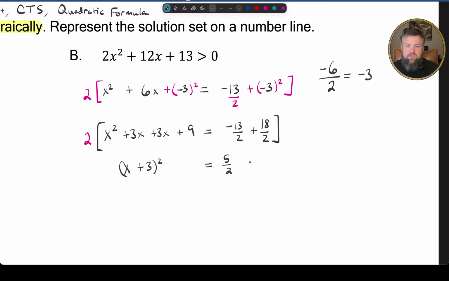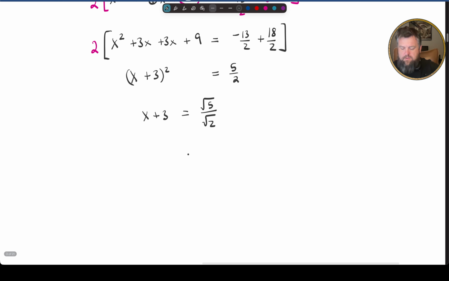So we're going to take the square root. This gives us x plus 3 is equal to the square root of 5 over the square root of 2. Okay, let's take the denominator and rationalize it.